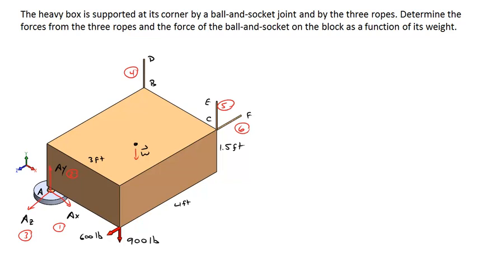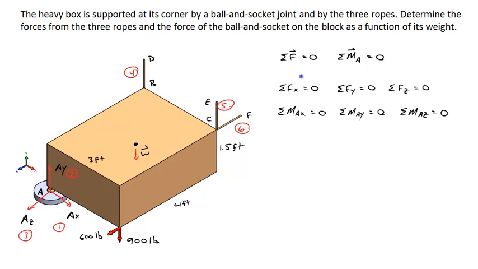For 3-dimensional problems, we can write a total of 6 equations. The first equation is the vector sum of F must be equal to 0, and the second equation is the sum of moments about any point must equal 0. For this problem, we'll choose point A just for convenience. If I wrote them out explicitly in scalar form, here are my 6 equations: the sum of forces in the x, y, and z, and the sum of moments in x, y, and z. So 6 equations and 6 unknowns, which suggests that we can actually solve the problem.